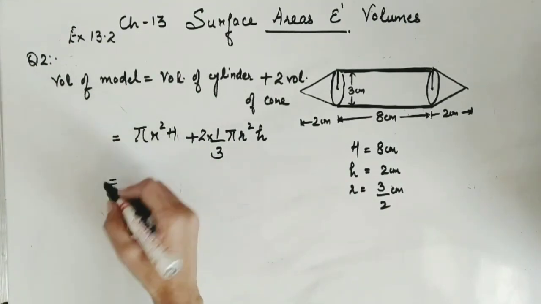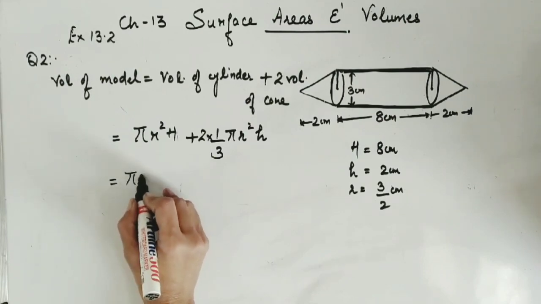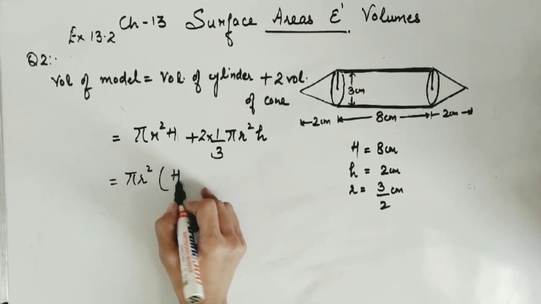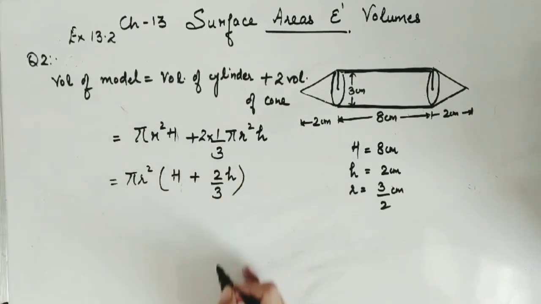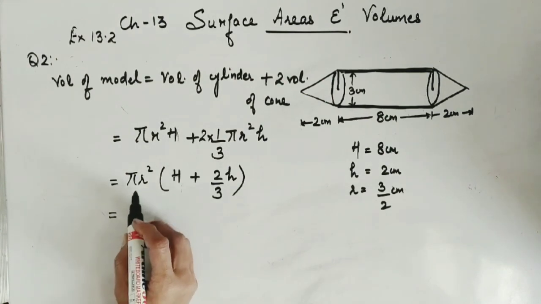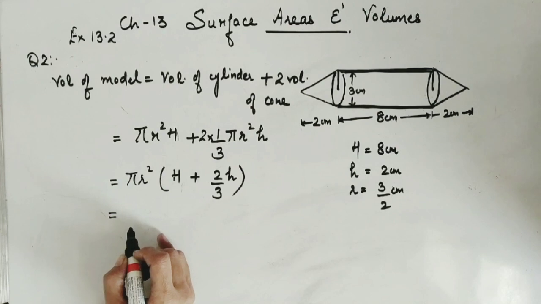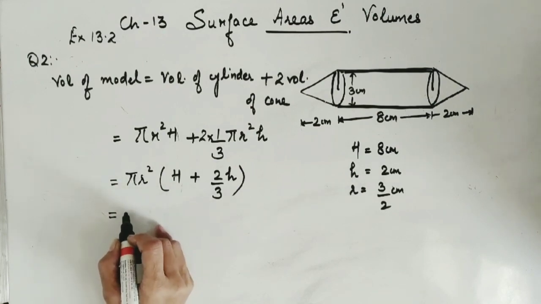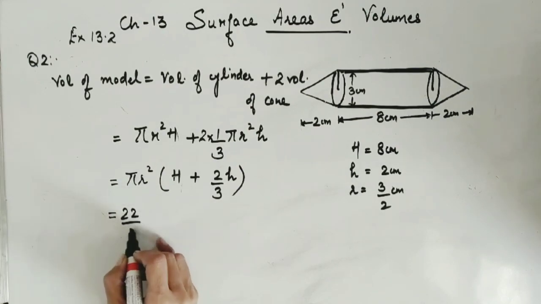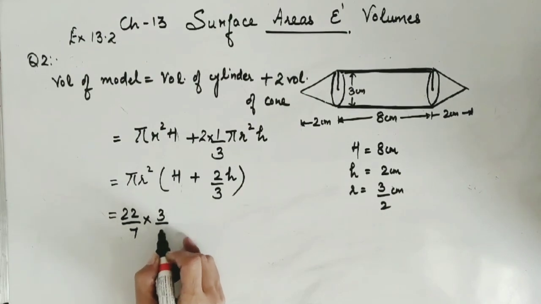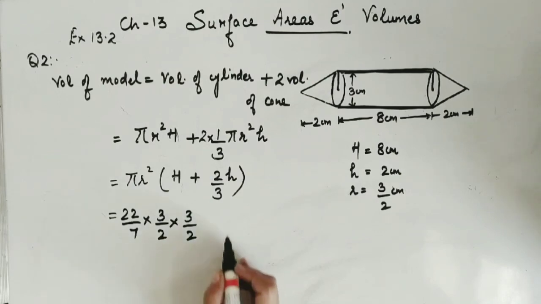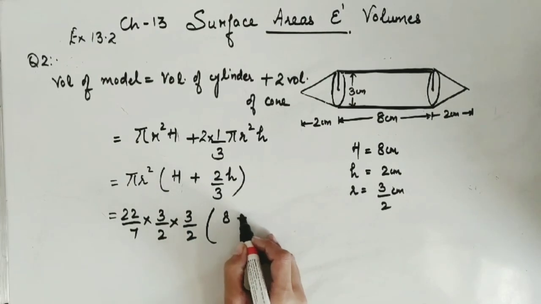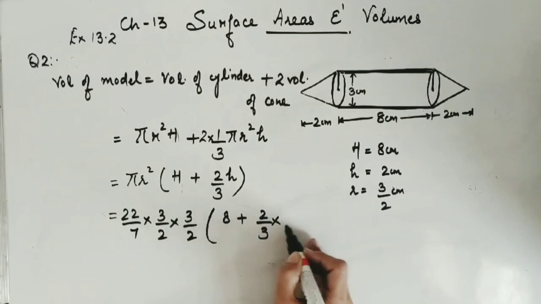Put the values, bring pi r square common. Pi r square remains out. It's H plus 2 by 3 h. Substitute the values and you are done. Pi should be taken as 22 by 7. So 22 by 7, r square where r is 3 by 2, 3 by 2, and capital H is 8, plus 2/3 of small h, which is 2.